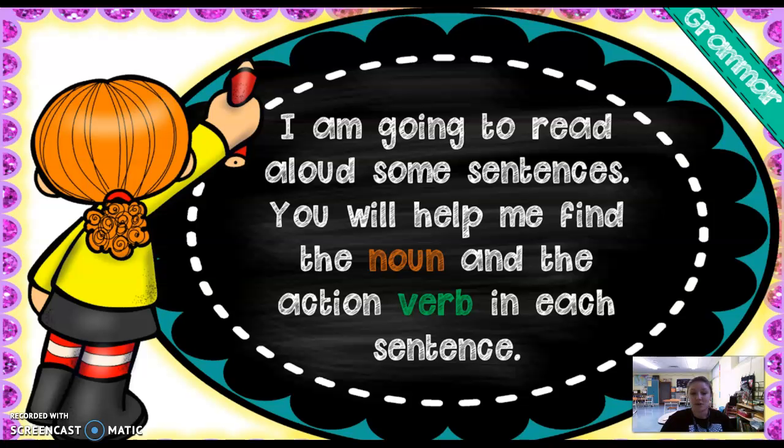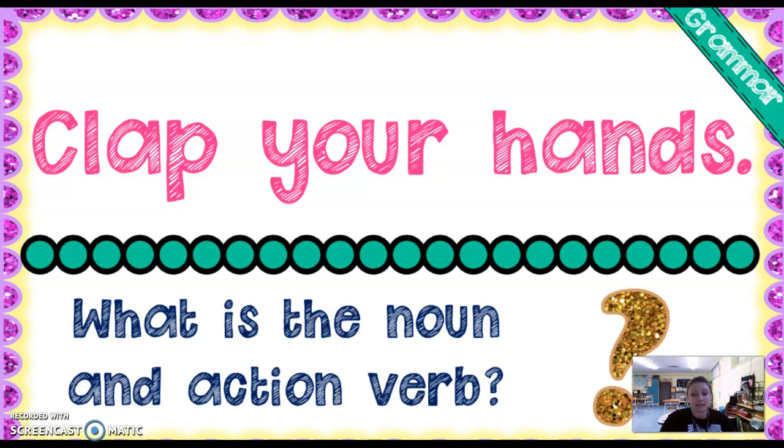I'm going to show you some sentences, and you're going to help find the noun and action verb in each sentence. Remember, you can pause the video if you need more think time. This sentence says, clap your hands. Which word is the noun and which word is the action verb? Remember, an action verb is something that you do. The noun is hands and the action verb is clap.